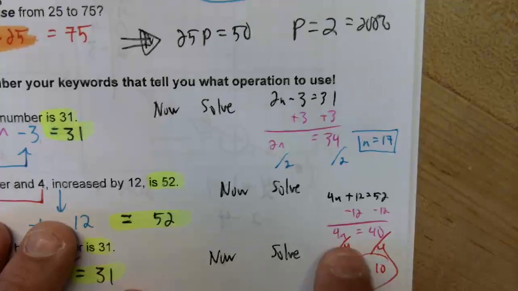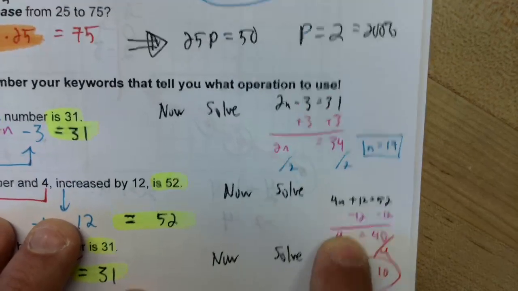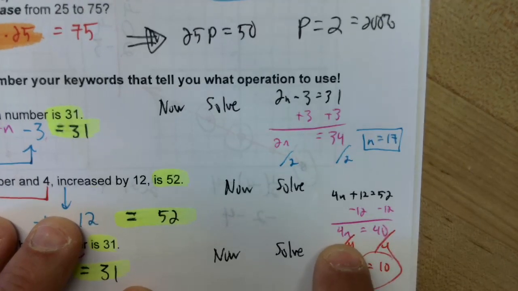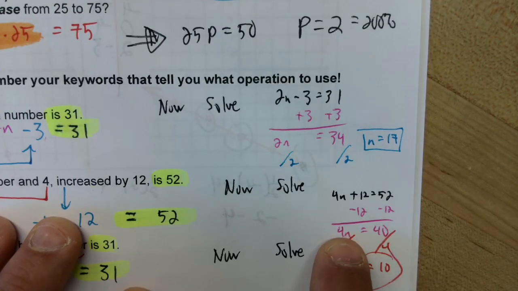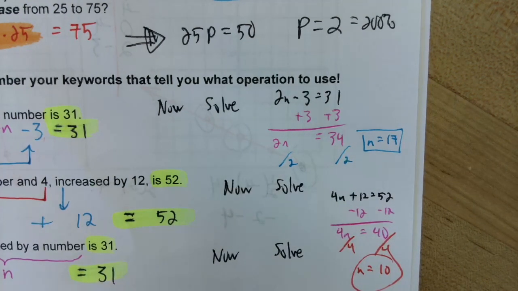Second one, 4n plus 12 equals 52. Add or subtract to remove the 12. It's going to be subtract. So we get 4n is equal to 40. 4 times n, the opposite of that is divide. Divide by 4, n has to be 10. Questions about the first 2? The last one was a little different.